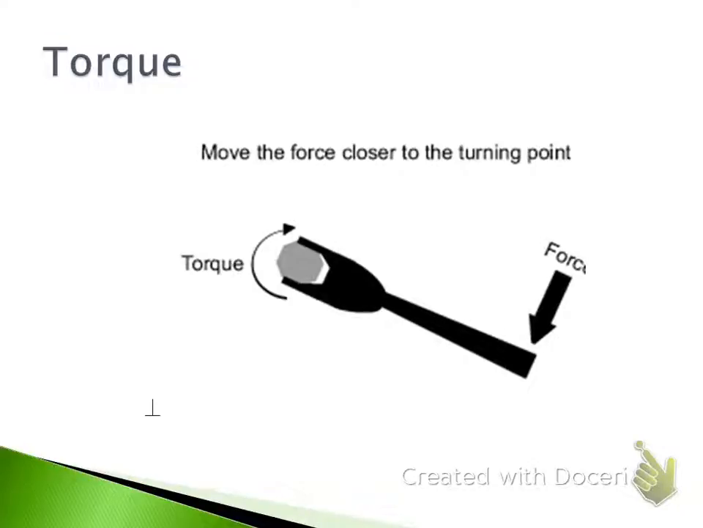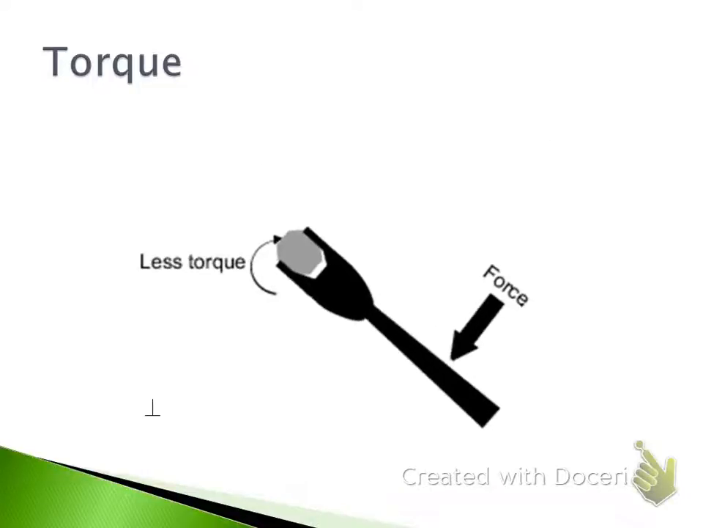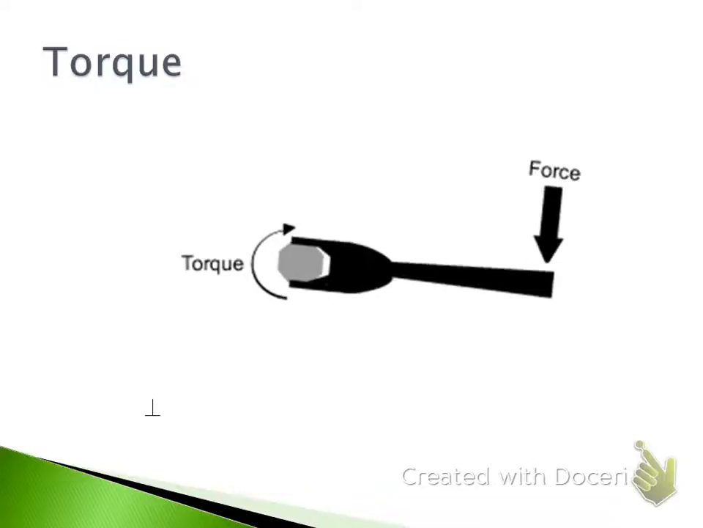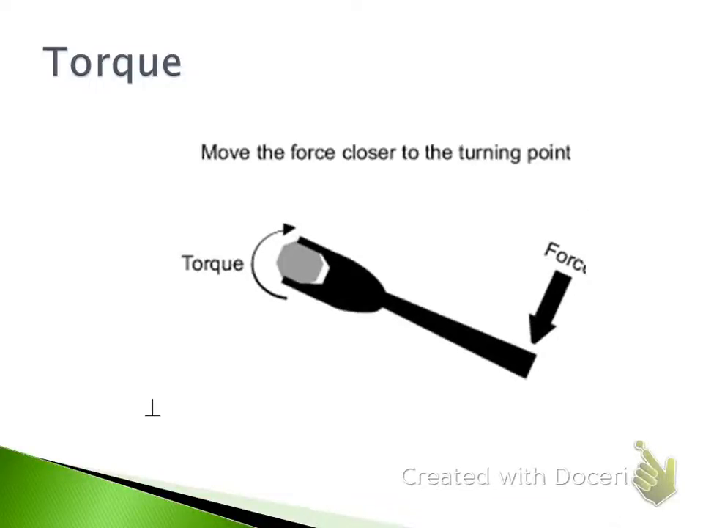Our force is farther away, right? It's farther away on this wrench. If we move the force closer to our axis point, we have less and less torque, right? Our turns become less and less efficient or less and less effective as we get closer to that axis point.